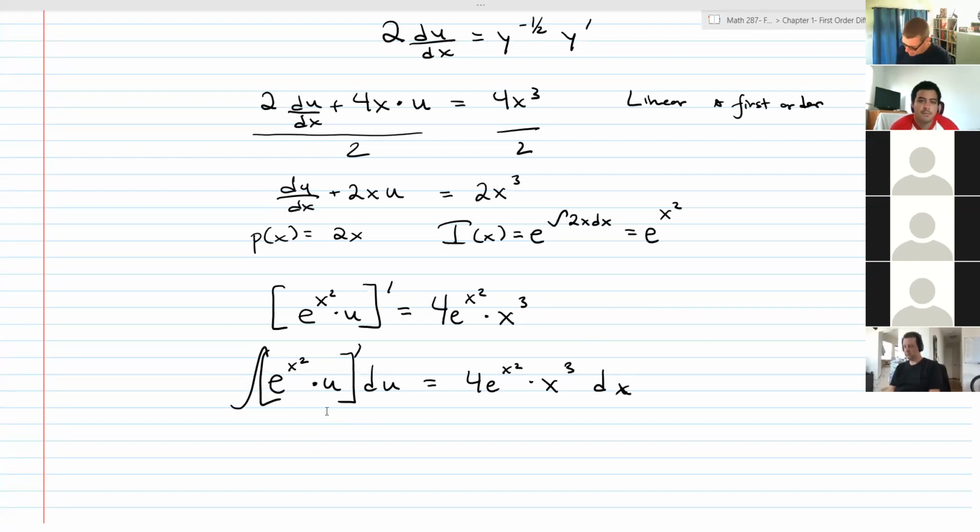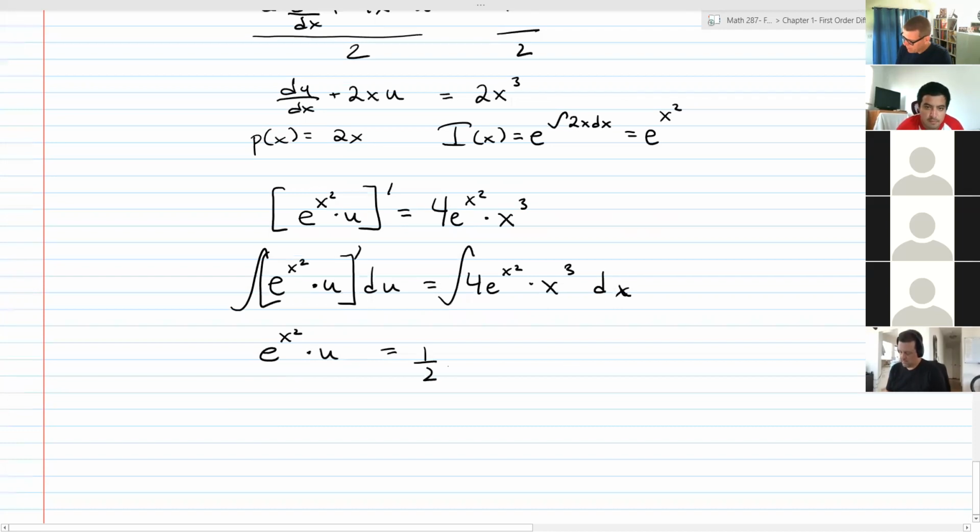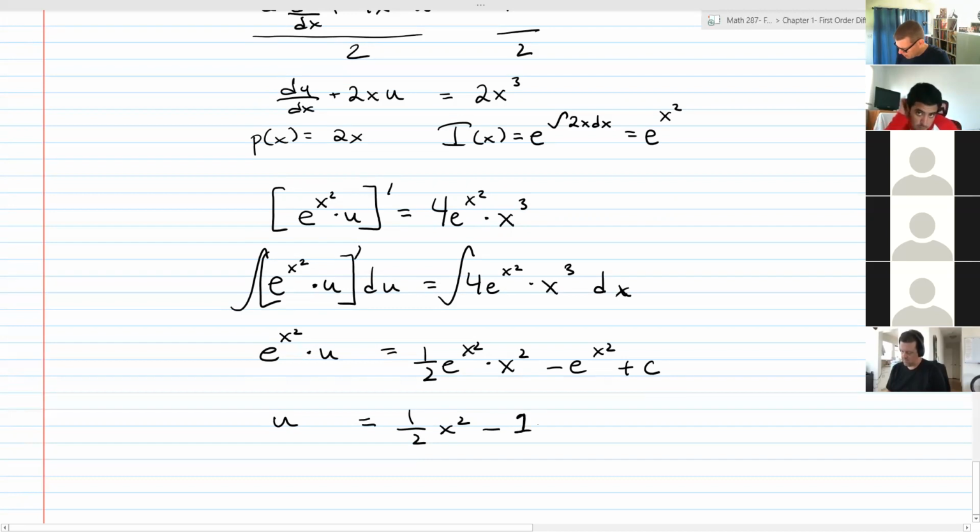So that would then give me e to the x squared times u equals, since we integrated both sides, 1/2 e to the x squared times x squared minus e to the x squared plus c. Divide by e to the x squared. So we get u equals 1/2 x squared minus 1 plus c e to the negative x squared.